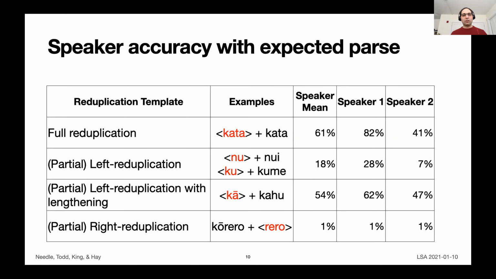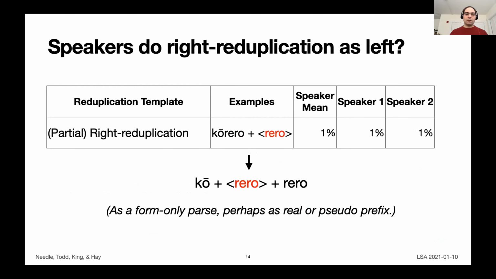So this table shows the overall agreement of the speakers with the expectations that we had. Speakers tend to agree with the published grammars and with each other for full reduplication and for left reduplication with vowel lengthening. So you can note the macron long vowel there. The rate for plain left reduplication is much lower, especially for speaker 2. And basically neither speaker gives right reduplication responses at all. Instead, they seem to treat right reduplication as a case of full reduplication with some prefix.